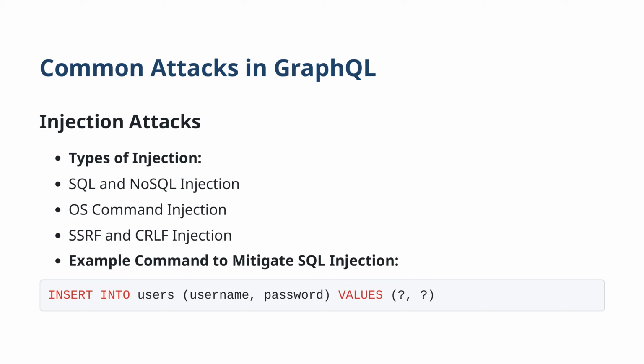To mitigate SQL injection, for instance, you can use parameterized queries. A command example would be SQL: INSERT INTO users (username, password) VALUES (?, ?). This approach ensures that the parameters are treated as data and not executable code, effectively preventing injection attacks. By understanding these common attack vectors, you can take steps to secure your GraphQL API against such threats.